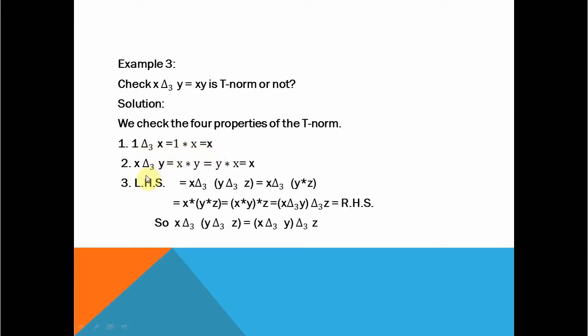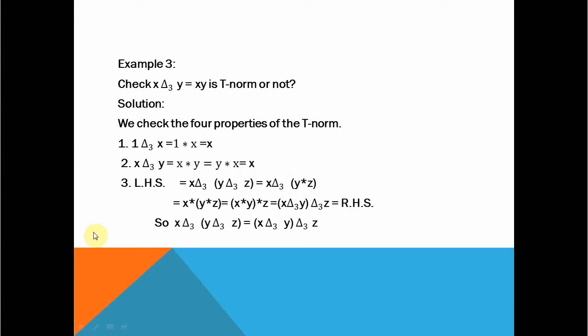Now second is the commutative property: x delta 3 y is equal to x multiplied by y. It can be written as y multiplied by x. So we can write here that x delta 3 y is equal to y delta 3 x. So the second property also holds.